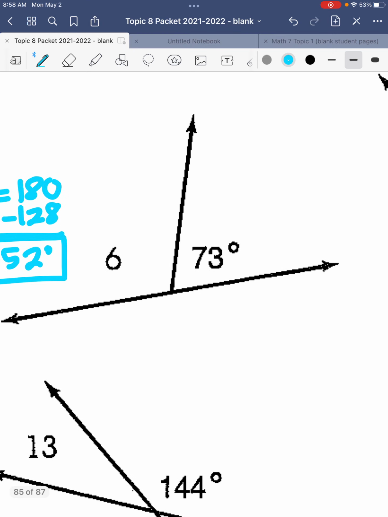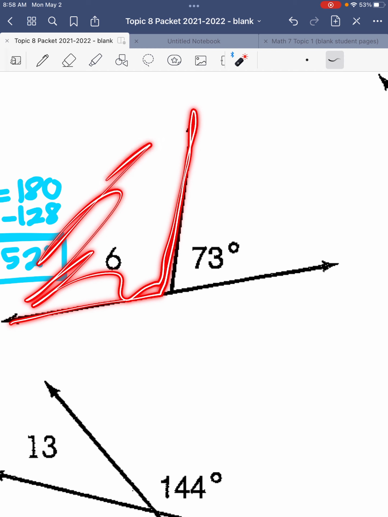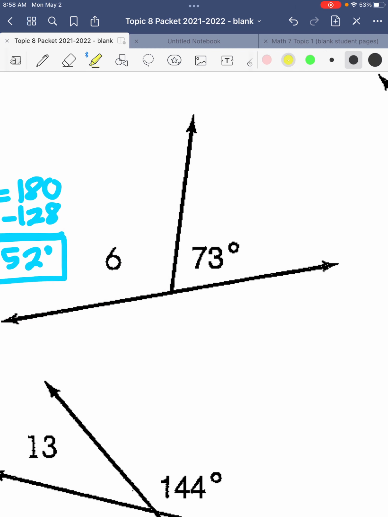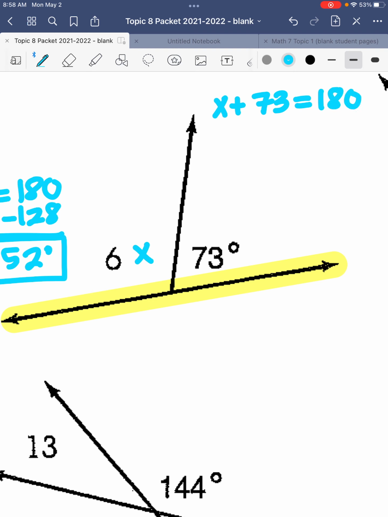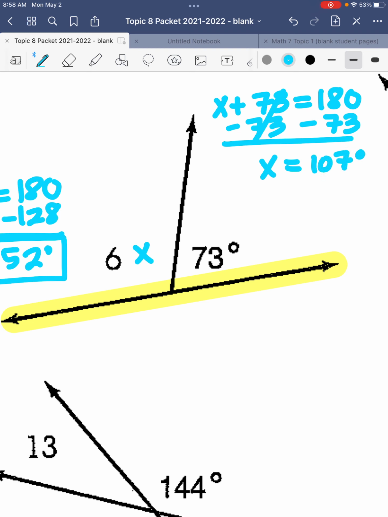So that's my answer for angle 5. Okay, let's look at number 6 right here. Again, I'm trying to figure out this angle measure, number 6, and I noticed that it lies along this straight line with that 73-degree angle. So because they lie along that straight line, they add up to 180 degrees. I could write an equation very similar to the one I just did. Let's call angle 6 x. So x plus 73 equals 180. To get that x by itself, subtract 73 on both sides. So x equals 180 minus 73, which is 107 degrees.